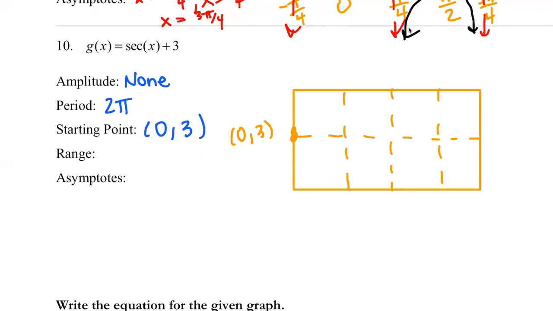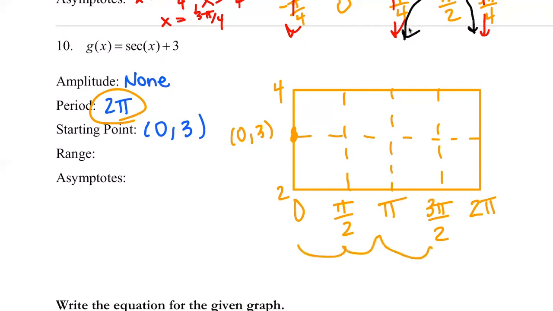So our frame, since A is 1, we're going to go up to 4 and down to 2. Our frame begins at 0. We add 2 pi. That's where it will stop. We find the midpoint of pi. We find the midpoint of pi over 2. We find the midpoint of 3 pi over 2. Or if you want to take 2 pi and divide it by 4, we can add pi over 2 each time.